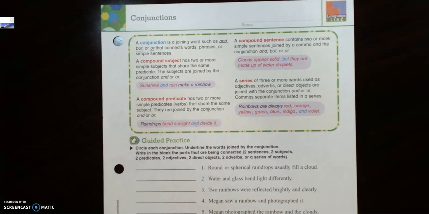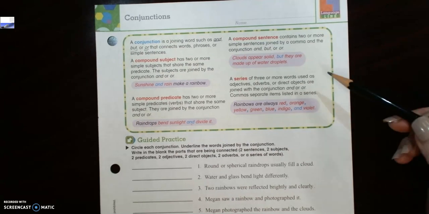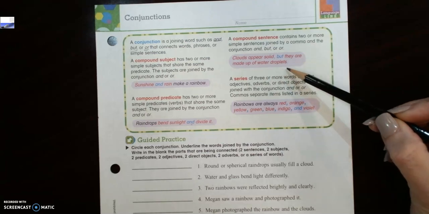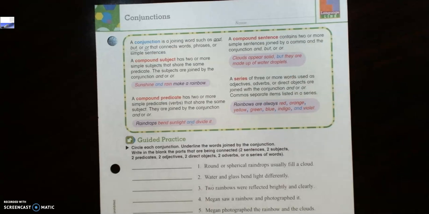So let's go to the top. A compound sentence contains two or more simple sentences joined by a comma and the conjunction and, or, but, or. Clouds appear solid, comma, but they are made up of water droplets. Okay, so this is a compound sentence. Remember, compound sentences are kind of like two sentences that have been joined together.